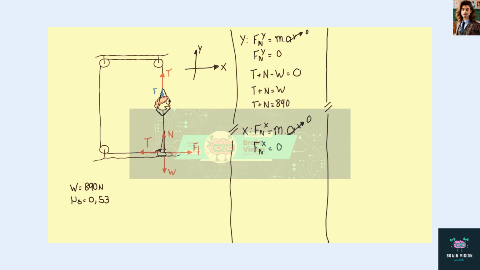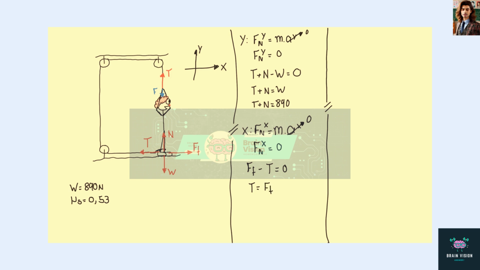But in this direction, the net force is composed of two forces: the tension force and the frictional force. Then the frictional force, which is pointing in the positive direction of my horizontal axis, will have a positive sign. And then we have minus the tension force, and this is equal to 0. Now we can solve for the tension. So the tension is equal to the frictional force.